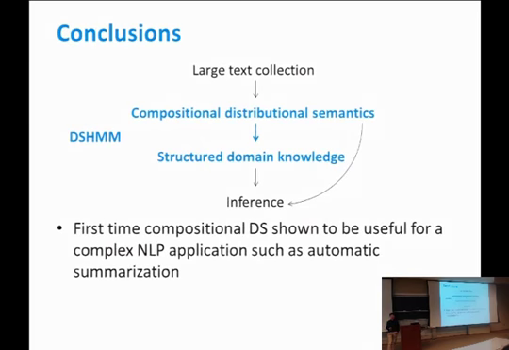All right, so far what I've discussed is how to use these compositional DS models in order to improve structured domain knowledge acquisition, as well as automatic summarization. So this is the first time that these compositional DS models have been shown to be useful for a complex NLP application like automatic summarization. So next I'll start talking about the evaluation side of how to evaluate the compositional DS models for their ability to support inference.